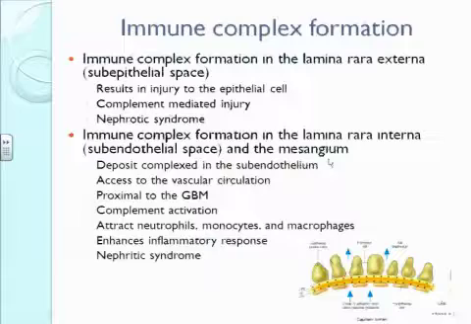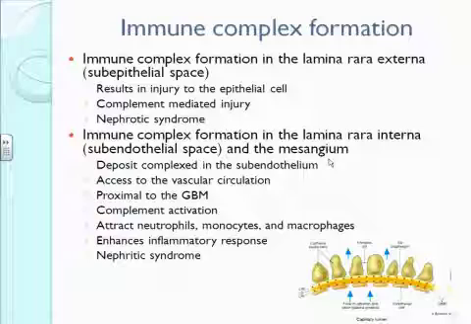The immune complex formation, okay, depends on where it actually gets through. If you have the immune complex formation in the lamina rara externa, which is all the way in here, the externa is right up against the podocytes. Okay? It results in injury to the epithelial cells, and it's a complement-mediated reaction. So it causes nephrotic syndrome. The reason it produces only nephrotic syndrome is because it's only punching a hole part way through the membrane.